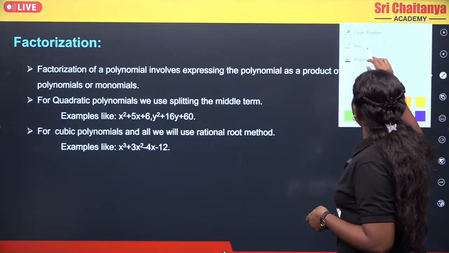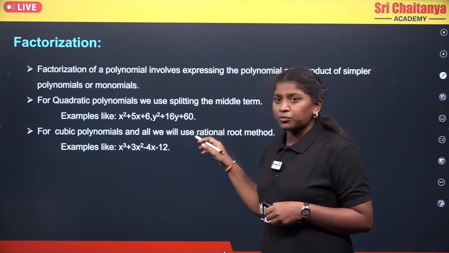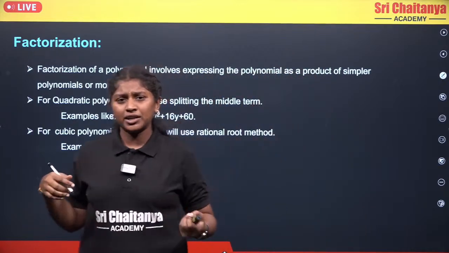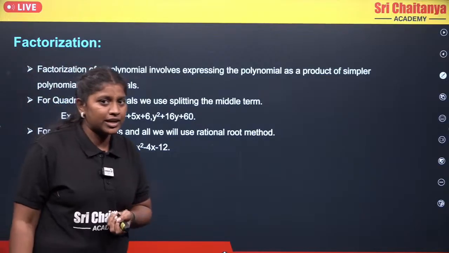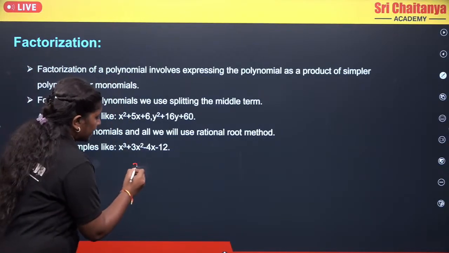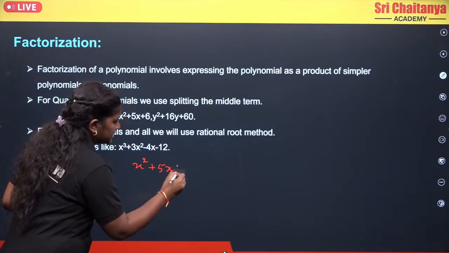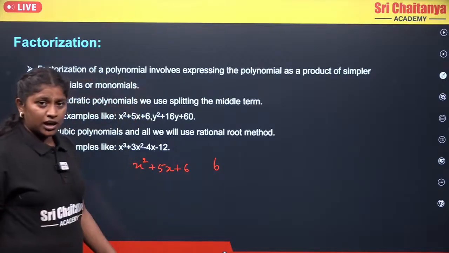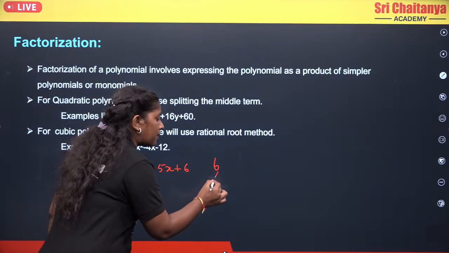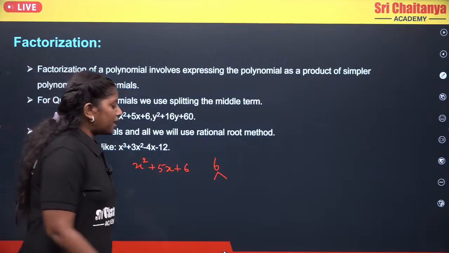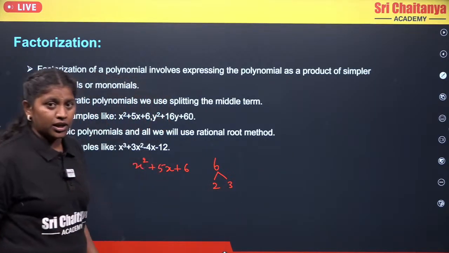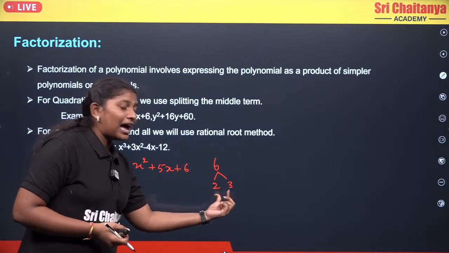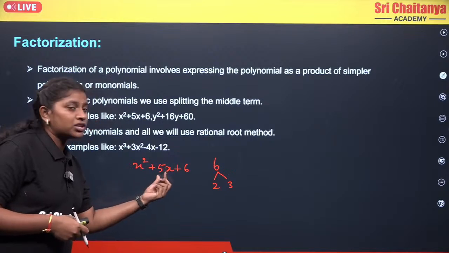If you observe, the quadratic polynomials are of the form x square plus 5x plus 6. How can we factorize that quadratic polynomial? Let's take an example of splitting the middle term, x square plus 5x plus 6. First of all we take the constant term, which is 6, and take its factors. If you do the prime factorization, you will get 2 into 3. If you multiply, you should get the constant term, and if you add or subtract, you should get the coefficient of the middle term.